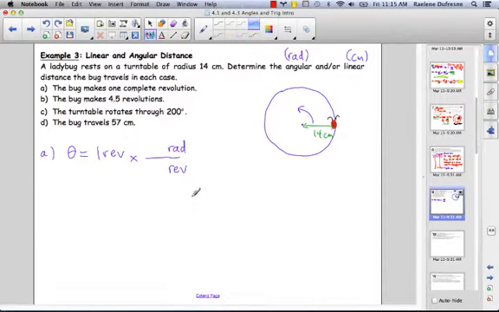We ask the question, how many radians belong to how many revolutions? There are 2 pi, or approximately 6.28 radians for every 1 revolution, and therefore theta is equal to 2 pi radians. Now, and only now, can we use the formula to solve for s. So we replace theta with 2 pi radians, and we multiply by the radius, which is 14 centimeters.